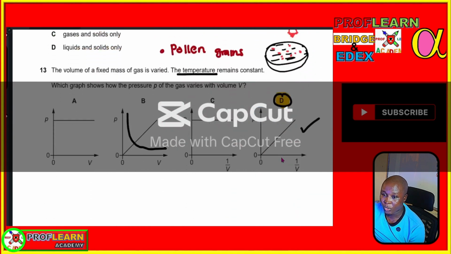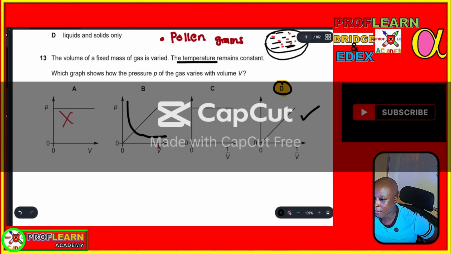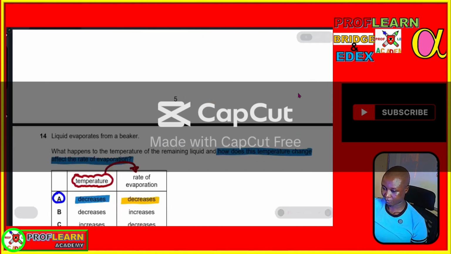Moving to question number 13, we need to understand pressure against volume. If it was pressure against volume like that, it will be a graph that looks like this, so this one's not correct, and this one's not correct. Then P against 1 over V will be a straight line like that. So the correct answer is going to be D there.